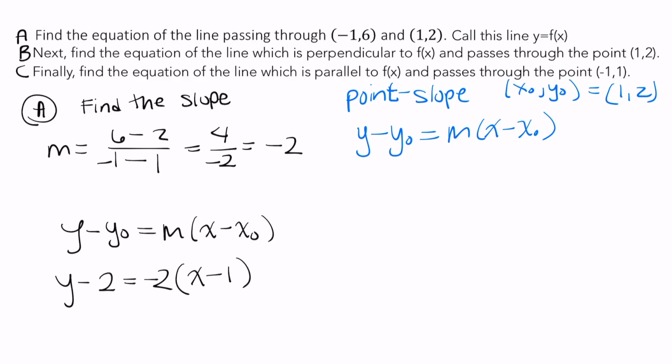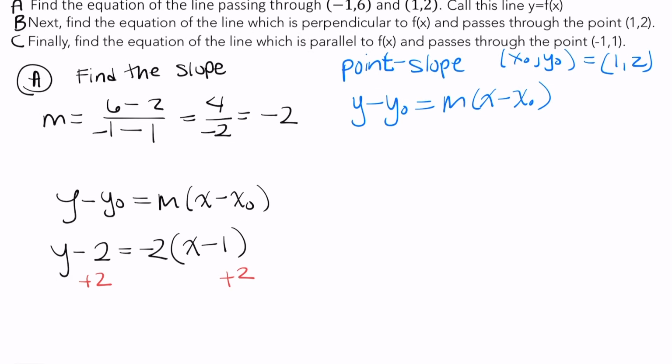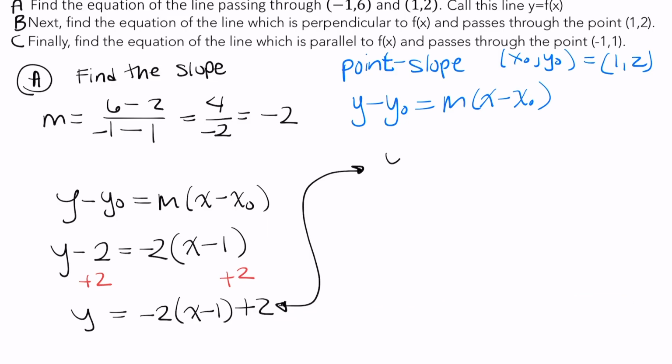So I'm going to go ahead and add 2 to both sides to get y equals -2 times x minus 1 plus 2. And I'm running out of space, so I'm going to do the thing where I move my work to another column. I'm not just going to write an equal sign and have all my work be one long horizontal line. So y equals -2 times x minus 1 plus 2. I need to apply the distributive property here.